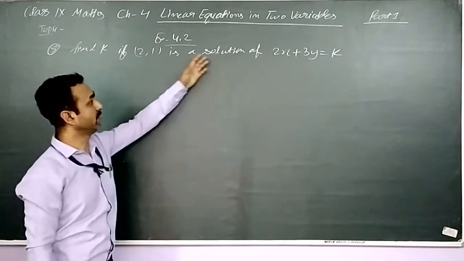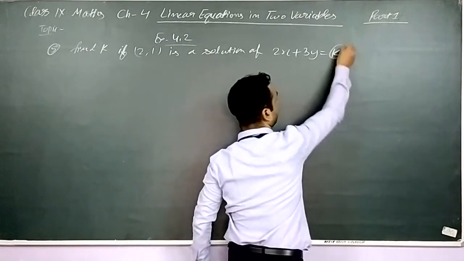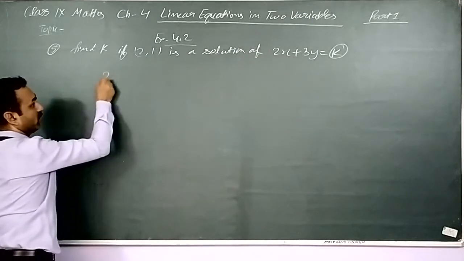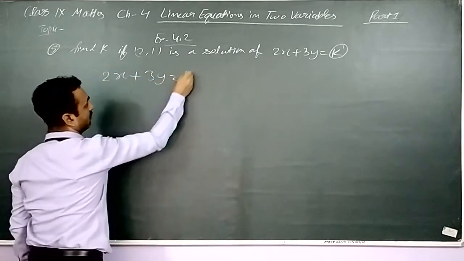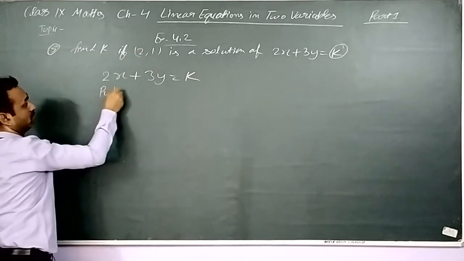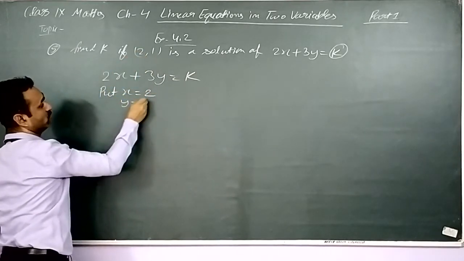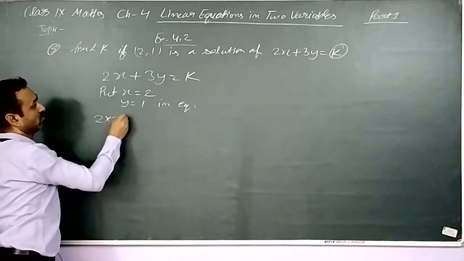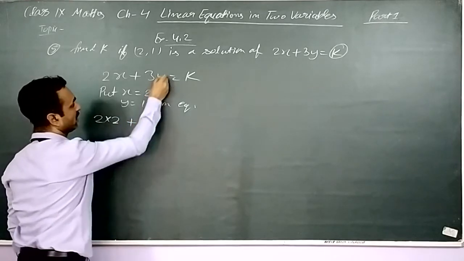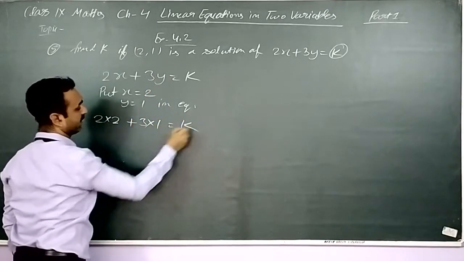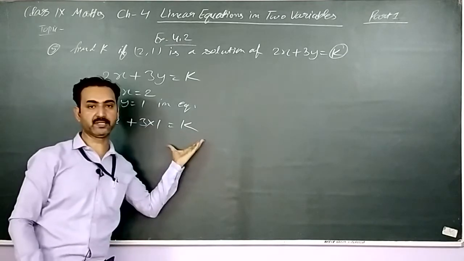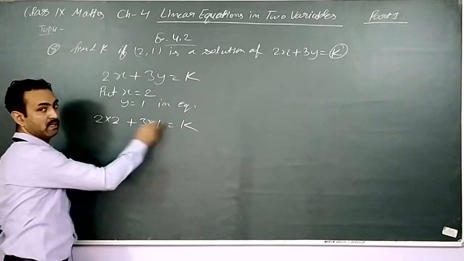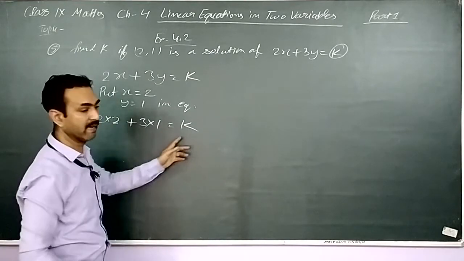Yes. So we have to find the value of this variable k if this point is a solution of this equation. So we put x equals to 2 and y equals to 1 in the equation. So 2 into x equals to 2 plus 3 into y equals to 1 equals to k. This time you have to take the whole equation because it is already given that this is a solution of the linear equation. So now we will solve this equation and we will find the value of k.